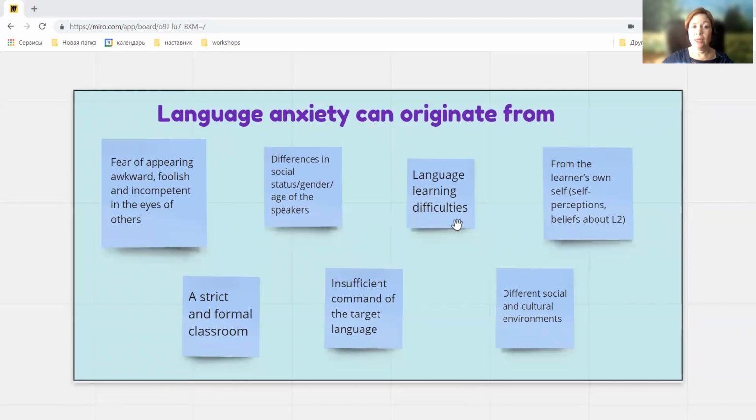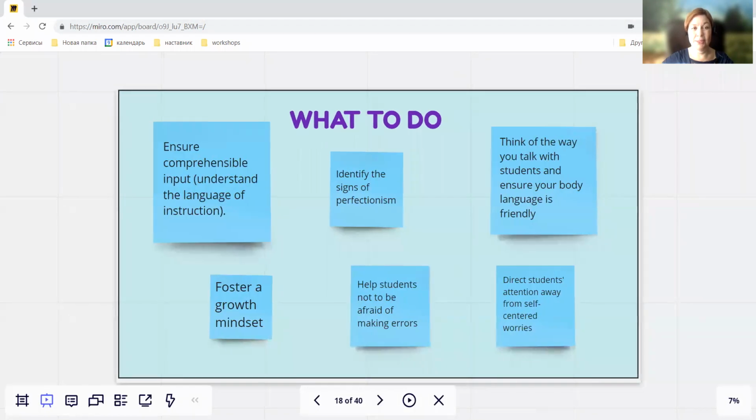Language anxiety may be a result, as well as a cause of insufficient command of the target language. A strict and formal classroom environment is a significant cause of the language anxiety. Language learners feel afraid because of a fear of appearing awkward, foolish, and incompetent in the eyes of others. And again, you may ask, what to do? Please pause the video for some minutes and think how to answer this question. Then please read the information in the slide.